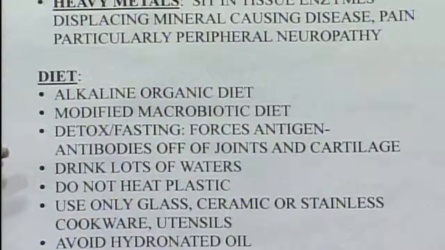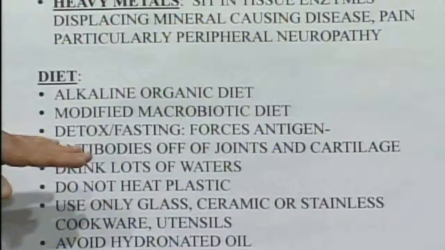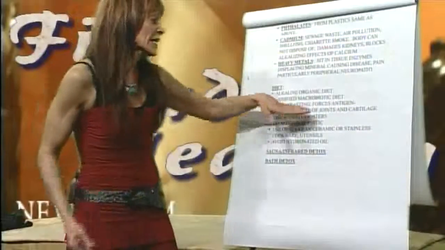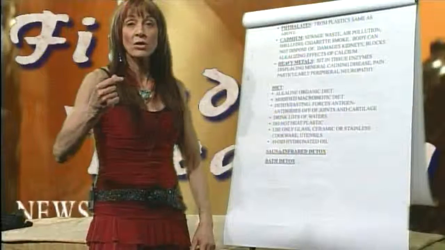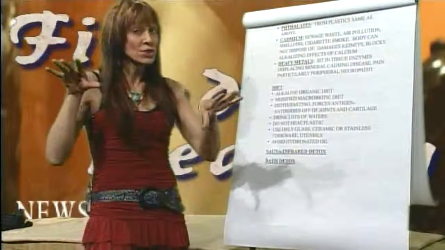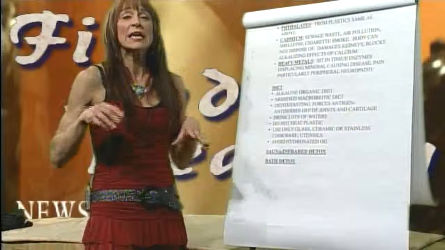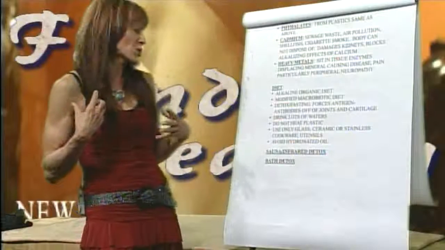Detoxing, we're going to have a whole section on that as well. But basically what it does when you detox and fast is it forces those antibodies out of the joints and out of the cartilage. It flushes them out. So juice fasting, water fasting in that regard, flushes these things that have been sitting there for years.